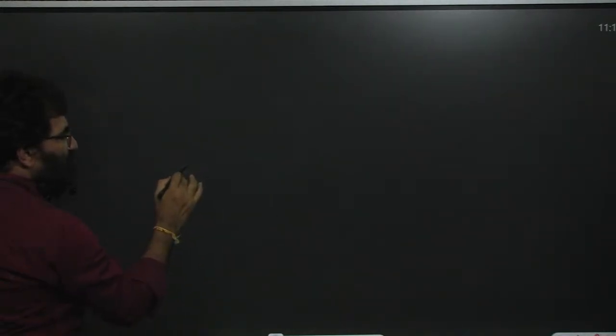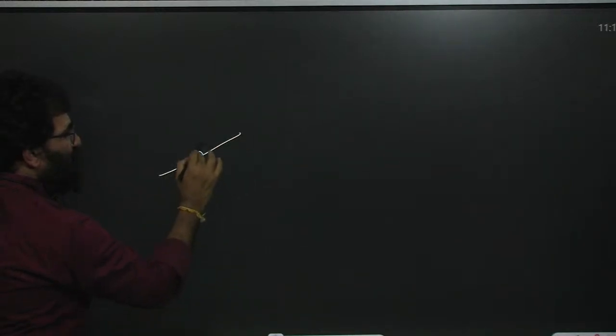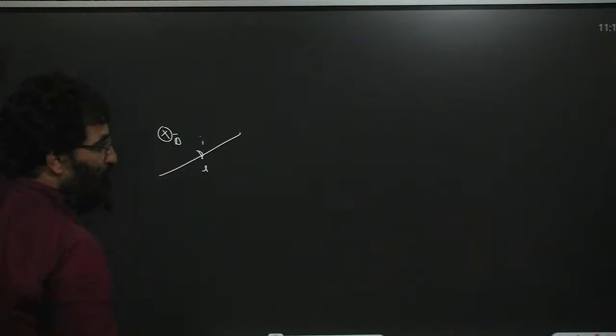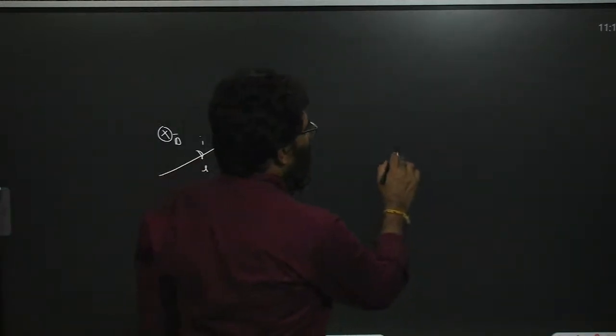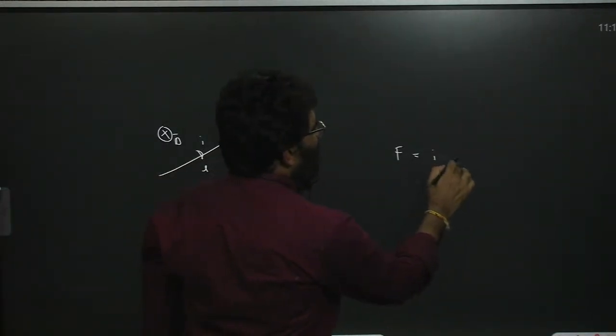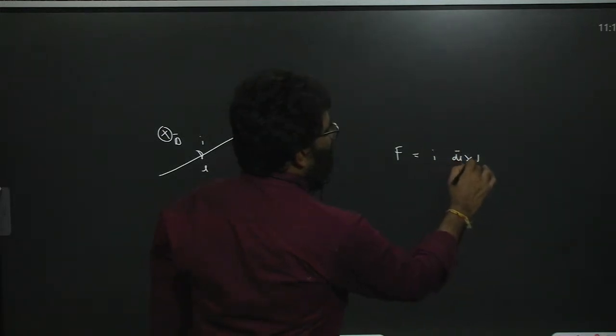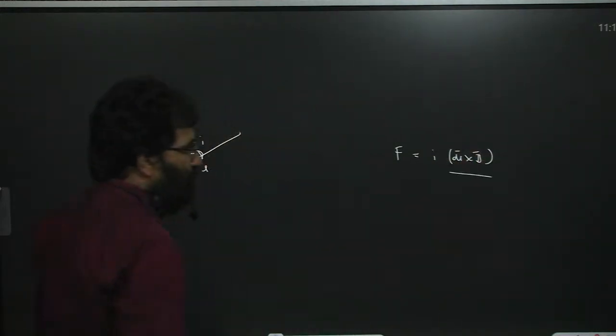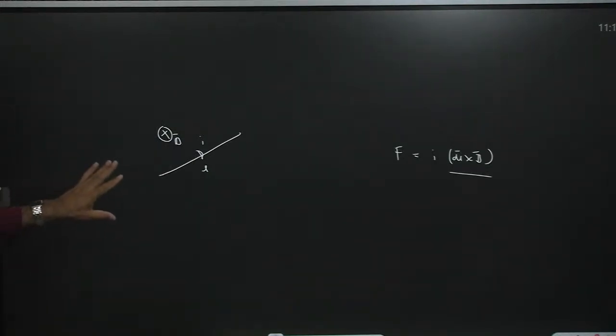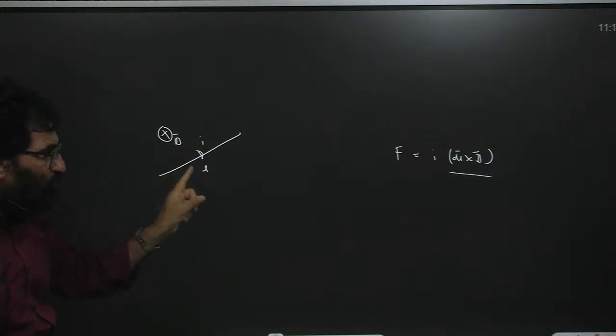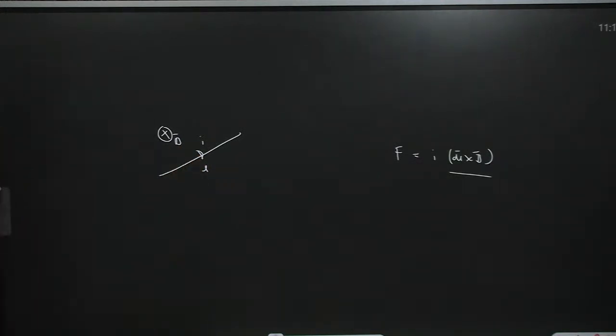Whenever just one current carrying conductor is placed in an external magnetic field, what happens? The current carrying wire of length L will experience a force. That force on the current carrying wire is always I dl bar cross B bar.